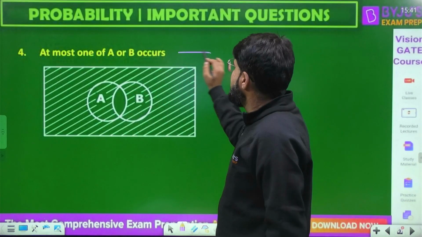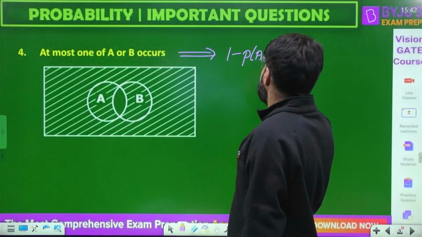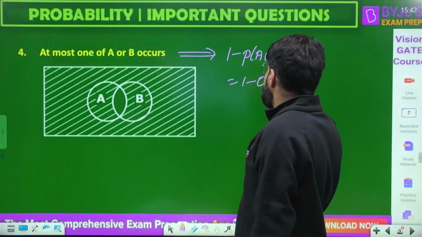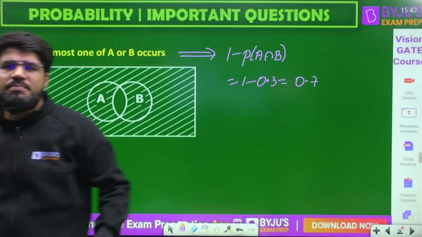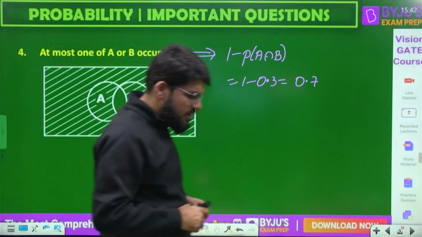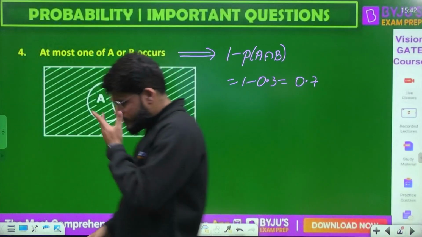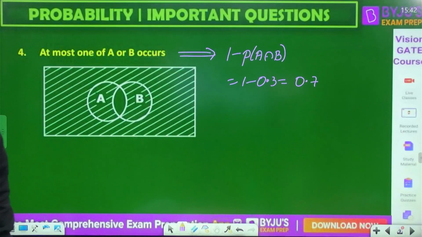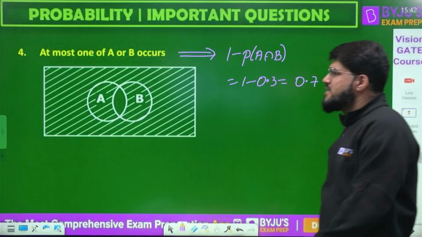And that is what? This will be simply given by the formula 1 minus P of A intersection B. That is 1 minus 0.3 and this is 0.7. Out of the total, I have to only subtract the intersection. Done. Next, done. Okay, let's move ahead to the next question then.